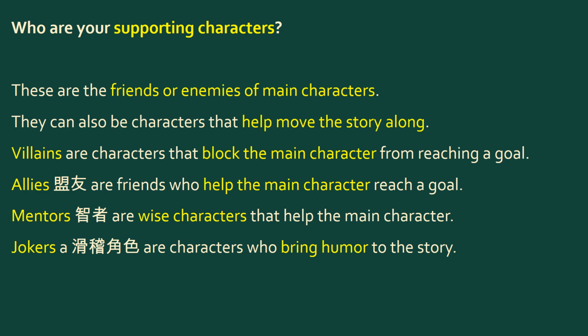Also think about, who are your supporting characters. So these are the friends or enemies of your main characters. They are the characters that help your story move along and also set a respective mood to your story or help characterize the main characters. So we can have different types of supporting characters. For example, villains are characters that block the main character from reaching a goal.